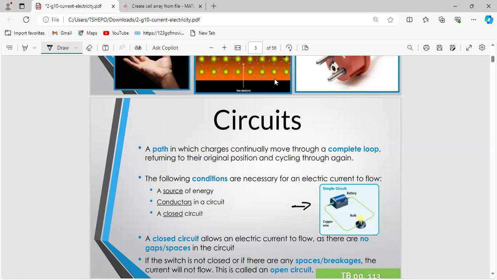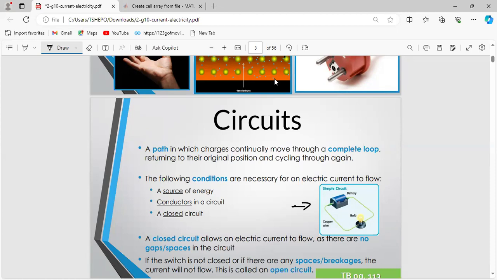That means copper conducts electricity throughout the circuit. And then we have the light bulb over there, which will indicate that there is a current flowing inside of this circuit. Okay, so this is just a simple schematic diagram of a simple circuit.